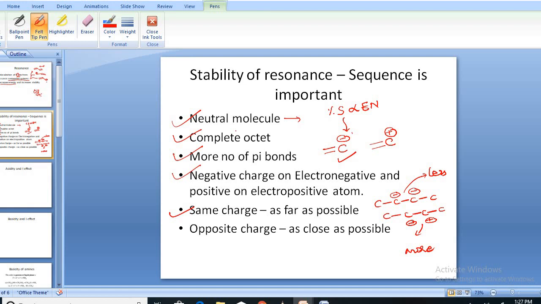If you consider these particular parameters, then you'll be able to solve the questions related to resonance stability in a much easier manner. Okay, so this was about resonance. Thank you.